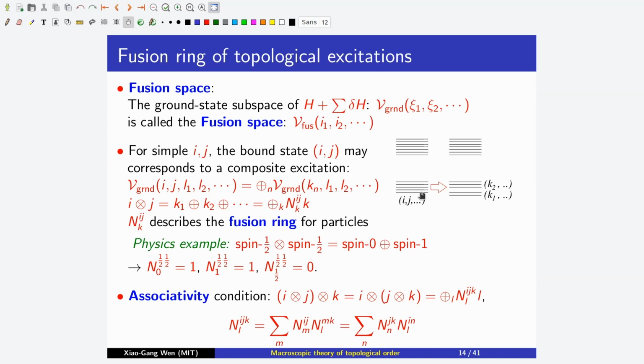The actual thing we get is that the ground state may be degenerate. So therefore, the excitation is not just one state. An excitation is a subspace. This ground subspace has a formal name, the fusion space, because when you have several traps, it reflects the degrees of freedom of several excitations involving some fusion. So in mathematics, it's called the fusion space. From here, we can define the fusion ring. That's what we discussed last time.